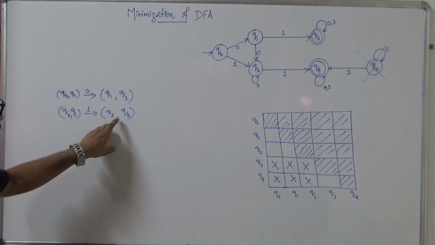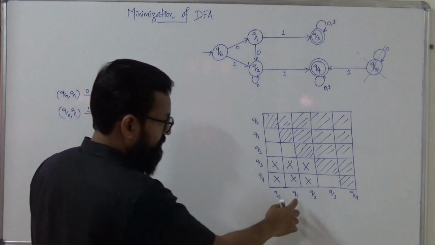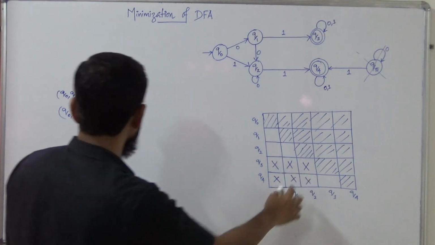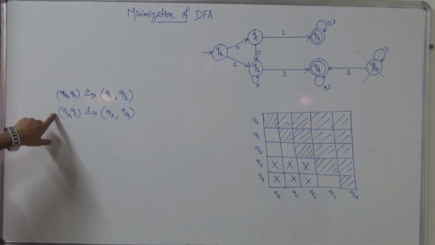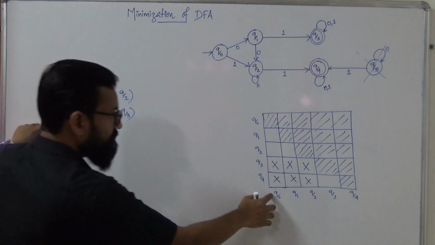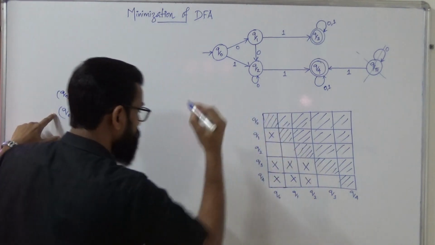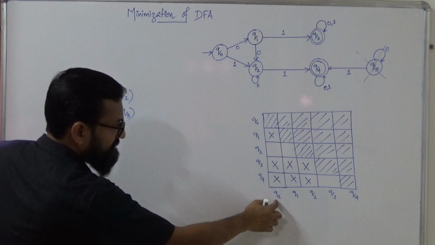So check whether Q2 Q3 is marked as distinguishable. Q2 Q3 is marked as distinguishable. So you can say that the pair Q0 Q1 is distinguishable. So Q0 Q1 can be marked as distinguishable. Now you can consider the next pair Q0 Q2.